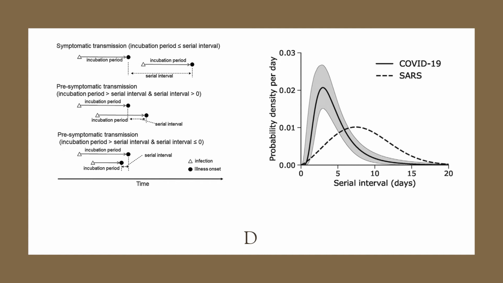But you could also have pre-symptomatic transmission, which is what we're seeing with this virus, SARS-CoV-2, COVID-19, where the serial interval is smaller than the incubation period. The incubation period is the period between when you were exposed and when you first developed symptoms. So serial interval is a really wonderful way of understanding some of the transmission dynamics of an infectious agent.